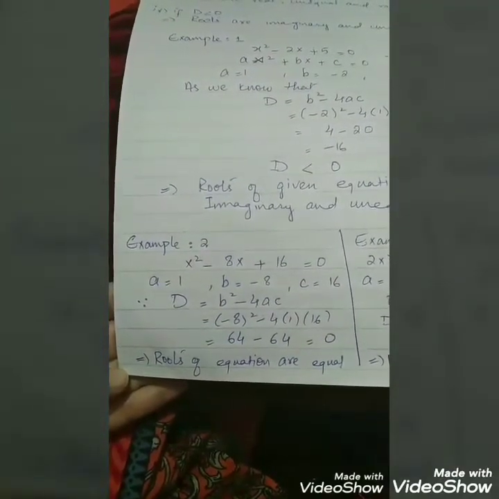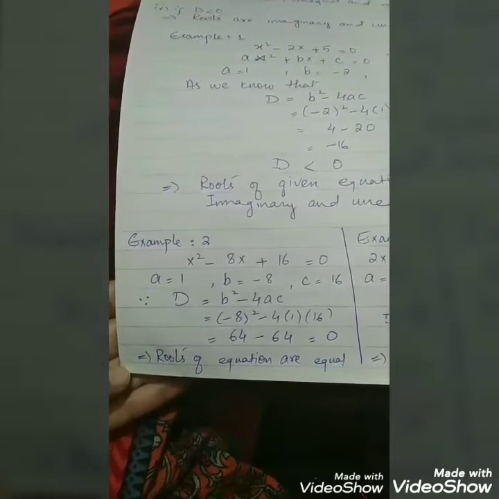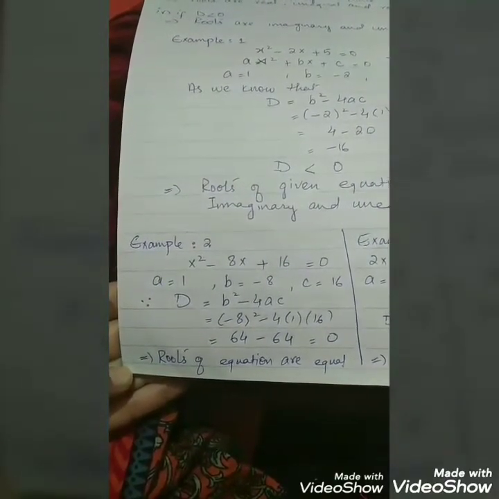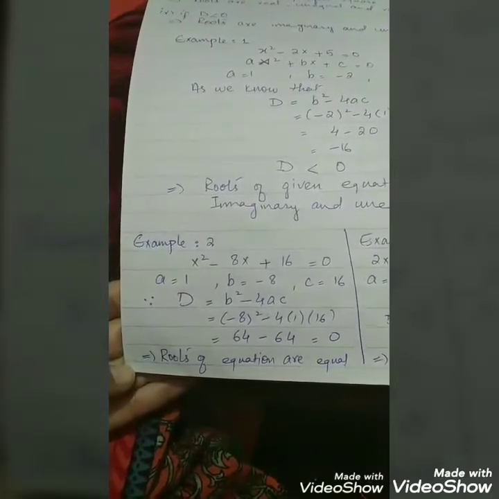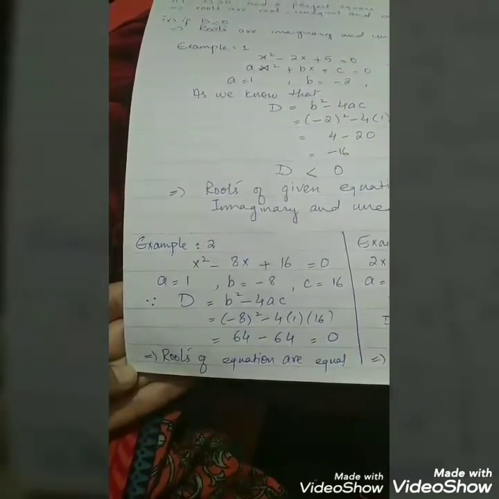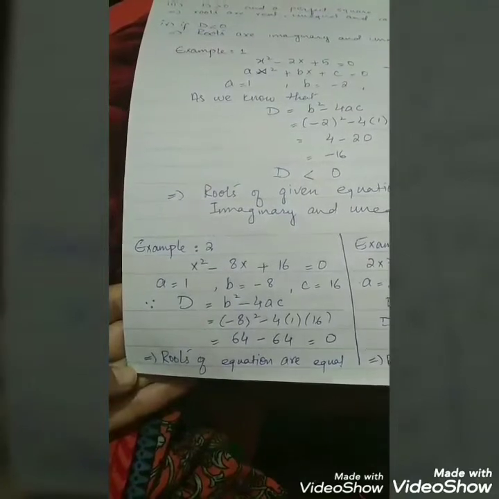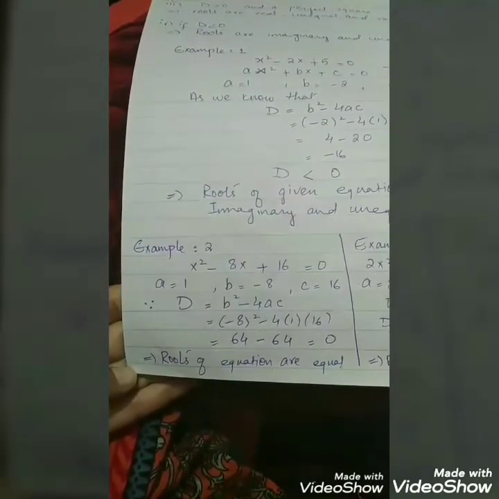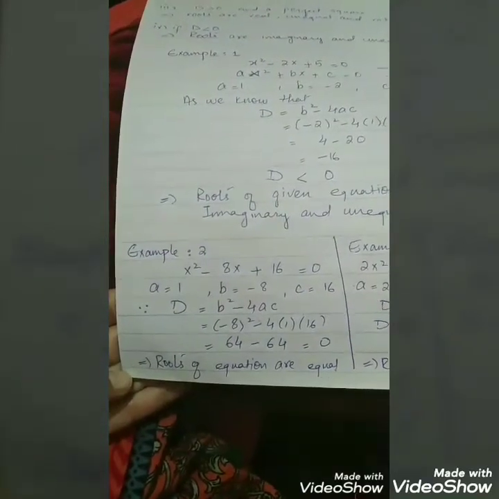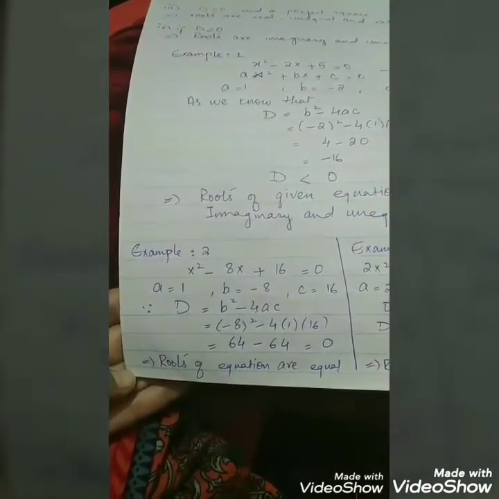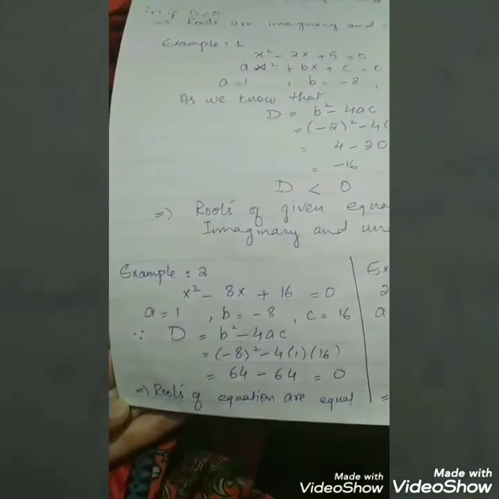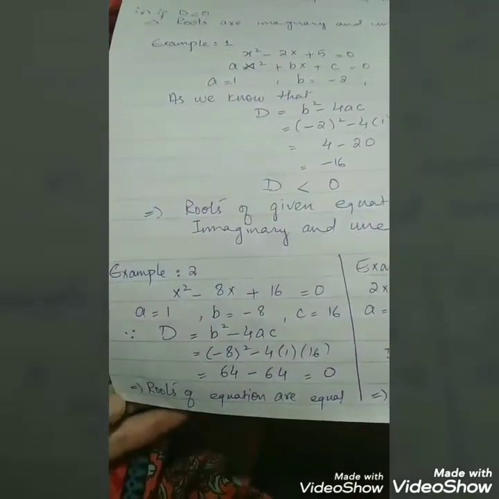As you can see, the coefficient of x² is 1, that is a = 1. The coefficient of x is −8, that is b = −8, and the constant term is 16, which is represented by c. After substituting the values of a, b, and c in the formula of the discriminant, we have got d = 0. It means that the roots of the equation are equal.